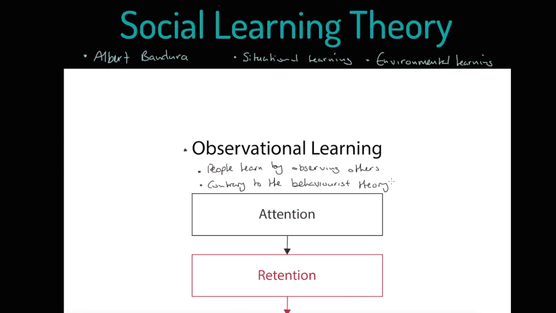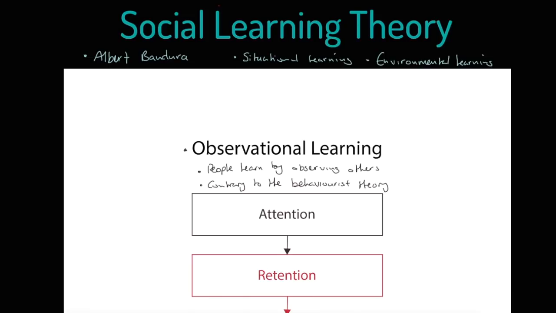Piaget, Freud. That was a Freudian slip. Piaget, Freud, classical conditioning. These are classic examples of behaviourist theory. So observational learning is a divergence away from that notion that we learn like a computer. Okay, so let's think about it in that way.